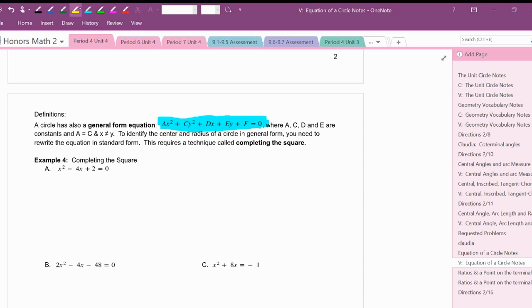So completing the square, I'm going to start with a geometric analogy. So what we have here, we'll start with a square. And I'm going to say that this square has dimensions x by x.